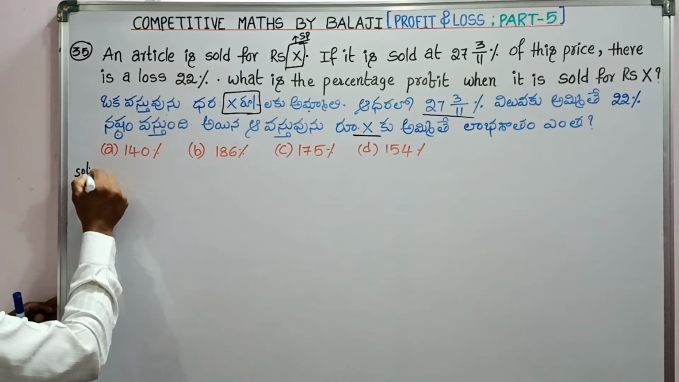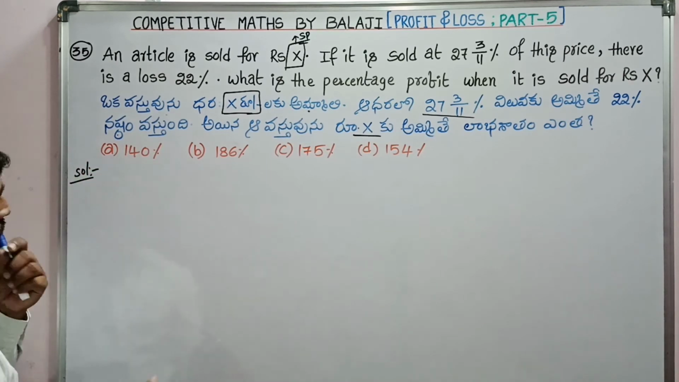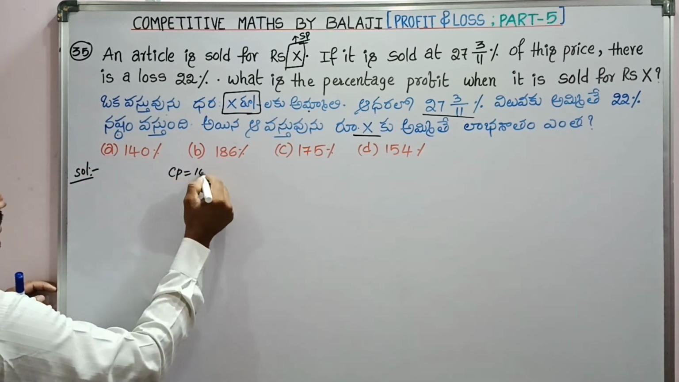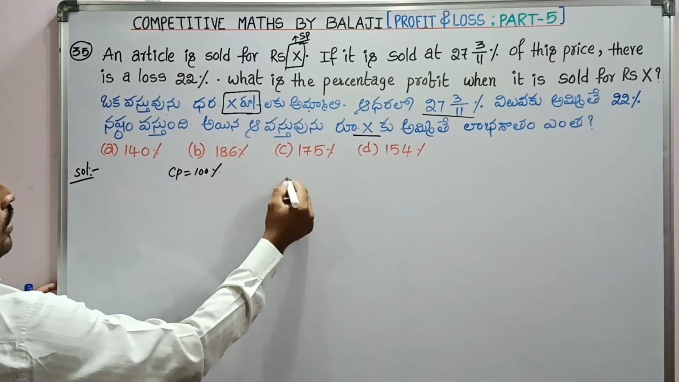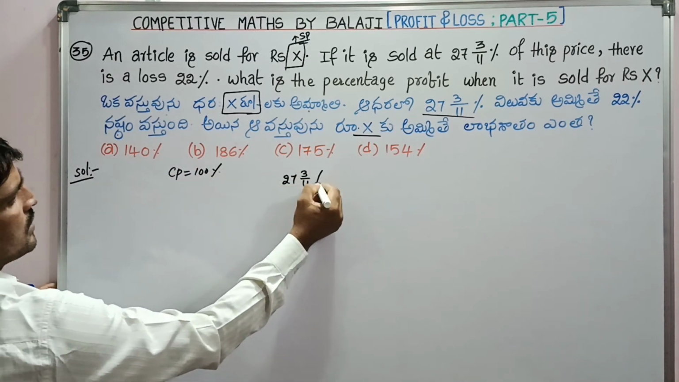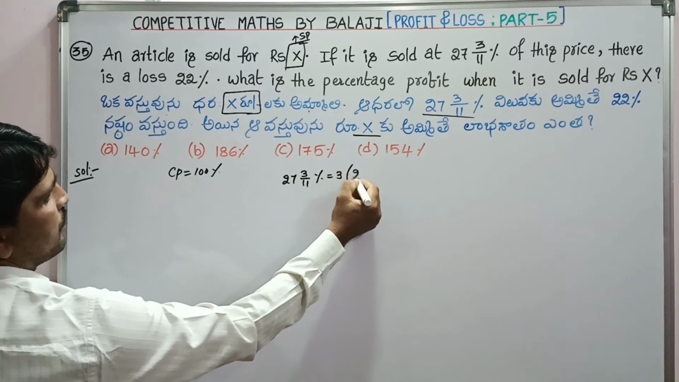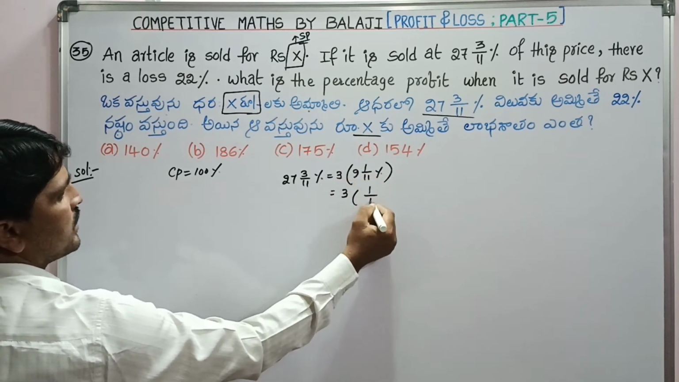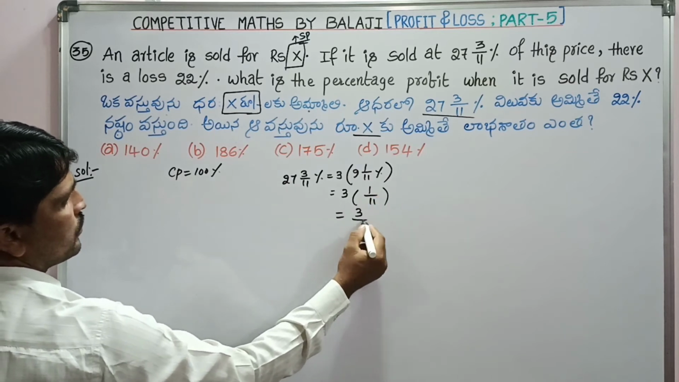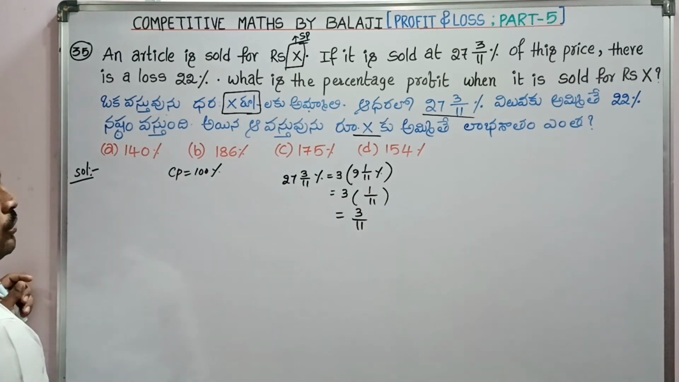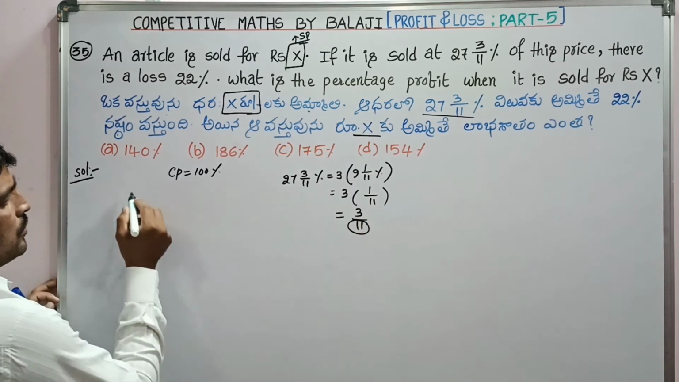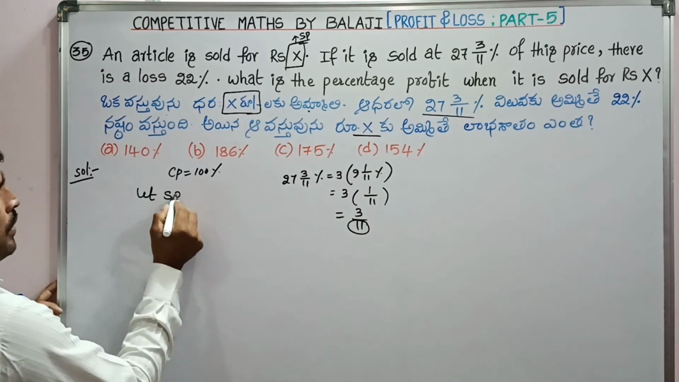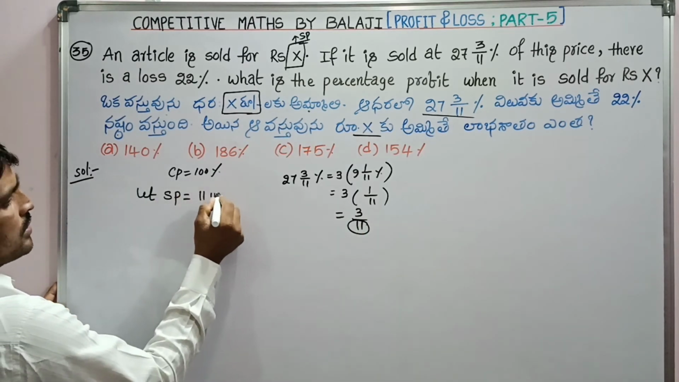Solution, let us see it by two methods. CP is always 100% and 27 whole 3/11% means 3 times of 9 whole 1/11%. 9 whole 1/11% is 1/11 fraction value, that is equal to 3/11. Now denominator is 11, so let SP of the article is 11 units.